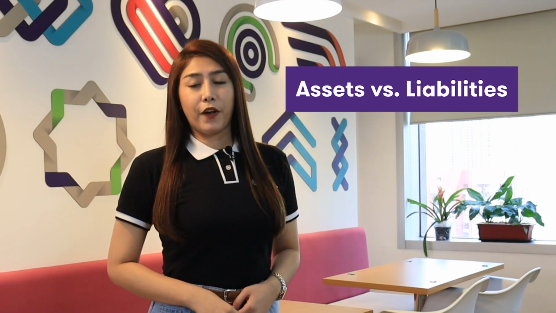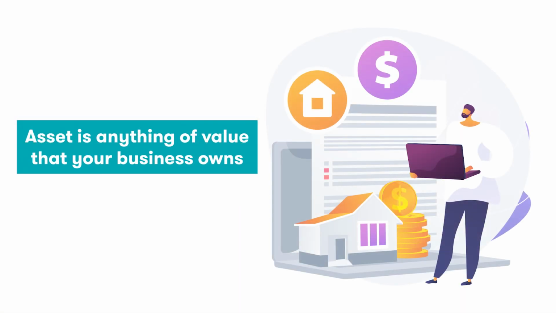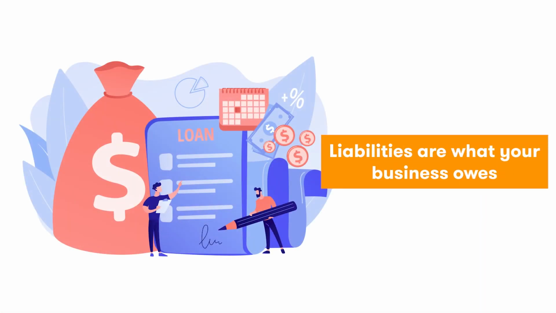What are the items found in your accounts? An asset is anything of value that your business owns. This can include cash in your bank account, your accounts receivable balance, the building you own, inventory, and supplies. Assets can also be intangible such as intellectual property. Liabilities are what your business owes. Your accounts payable balances are considered liabilities because it is what you currently owe to your vendors. Loans are considered as liability as well.